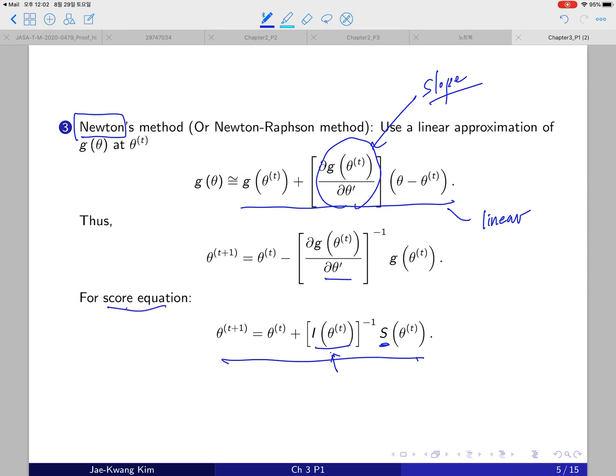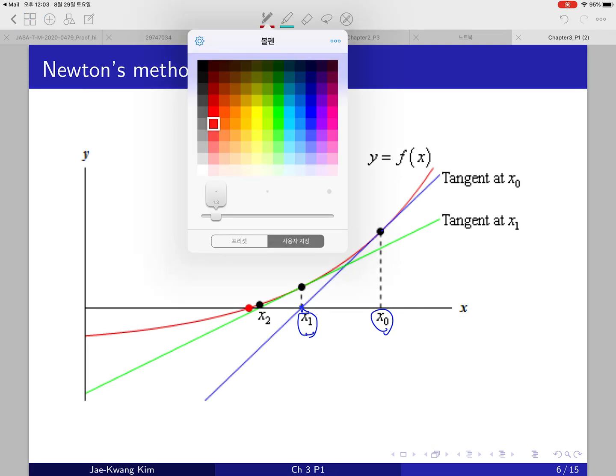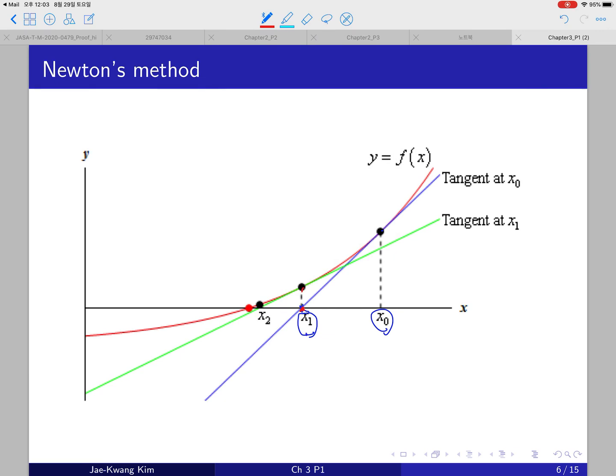Okay, so here's a graphical illustration of Newton's method. This is the initial point, and then you fit the tangent. You compute the slope, and find the root of this tangent line, and that root is an updated value. Then use this one to fit another tangent line, and then find the root. You can continue to get this updated, and in the end it will converge under some conditions.